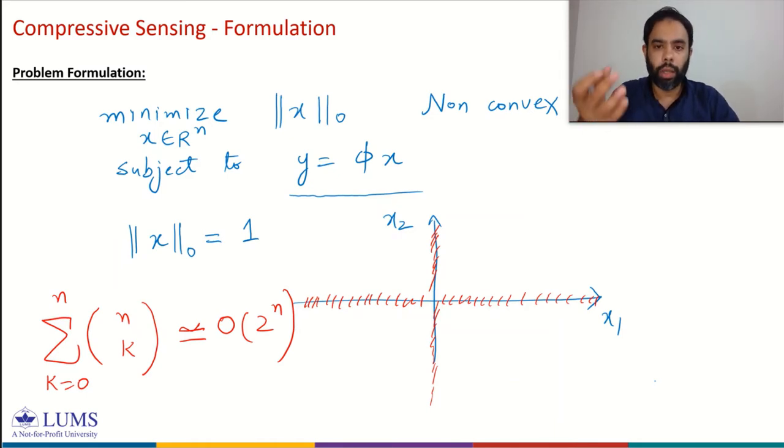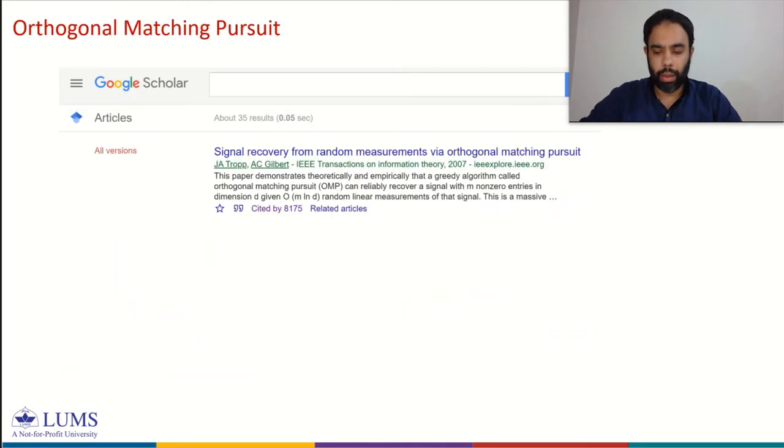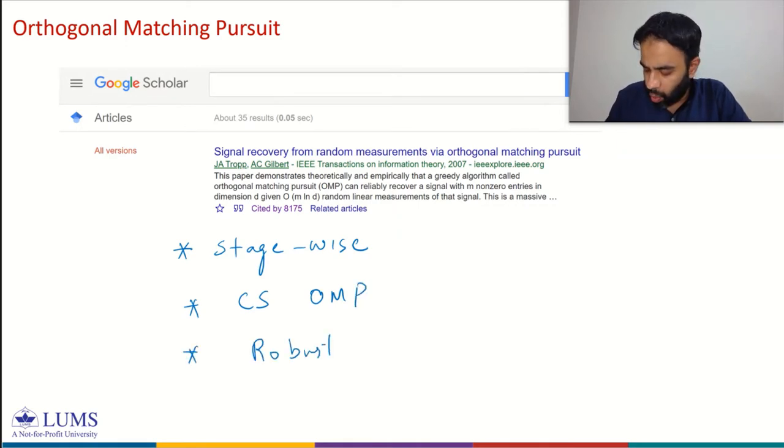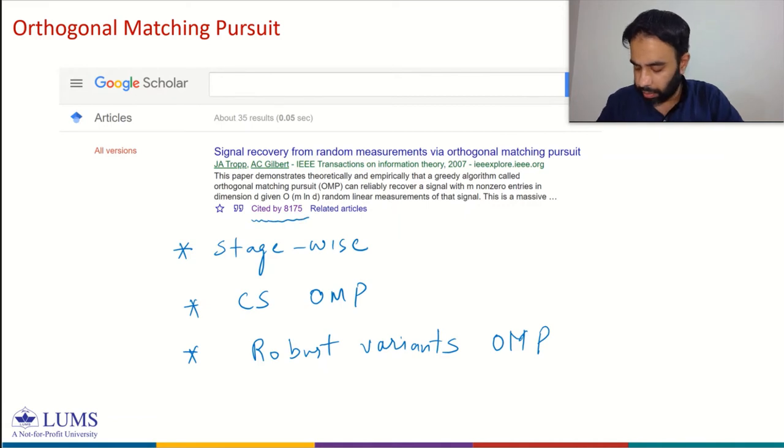We have a non-convex optimization problem. We will look at two methods to solve this non-convex problem. We'll start with orthogonal matching pursuit, OMP. You can refer to this paper for more details about orthogonal matching pursuit. There are different variants of orthogonal matching pursuit in the literature. For example, we have stage-wise OMP, and we have compressed sampling OMP, CoSaMP, and then we have different robust variants of OMP that allow us to handle noise. But here we review the very basic version of orthogonal matching pursuit. You can also see that this paper has been cited around 8,000 times.